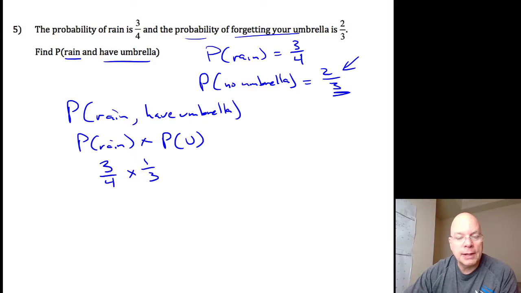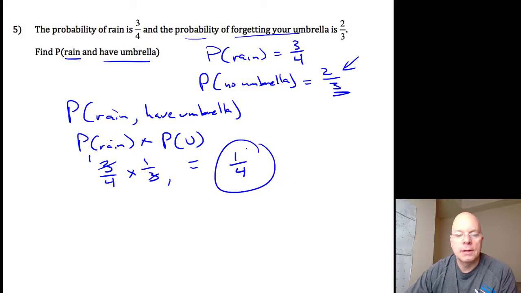And I could multiply right now, but I see a common factor of 3, so I'll simplify this. And the probability that it will rain and you will have your umbrella is a 1/4 probability.